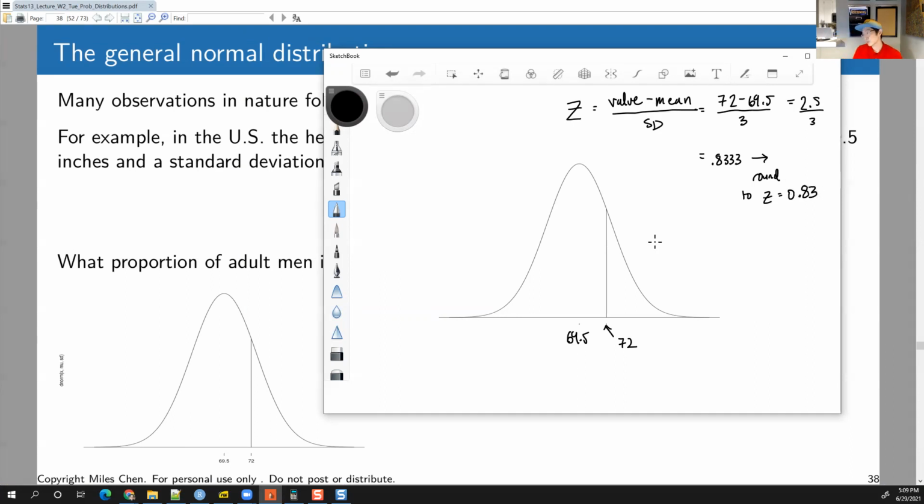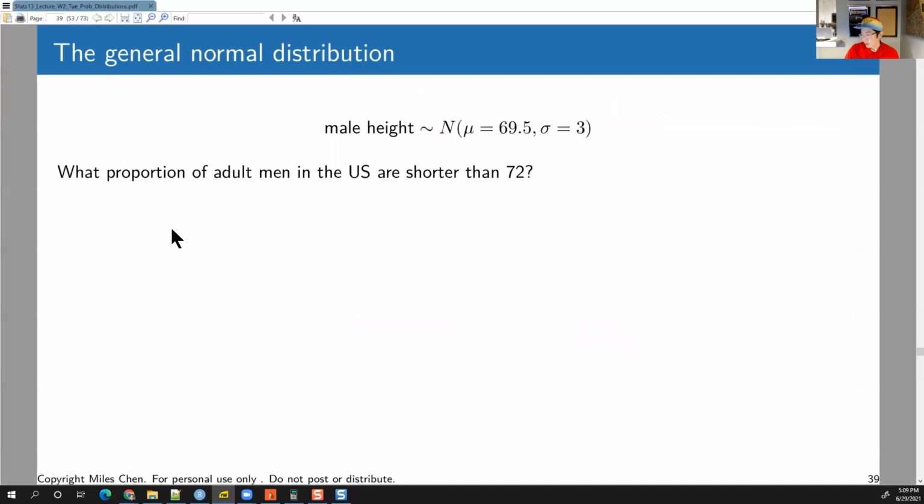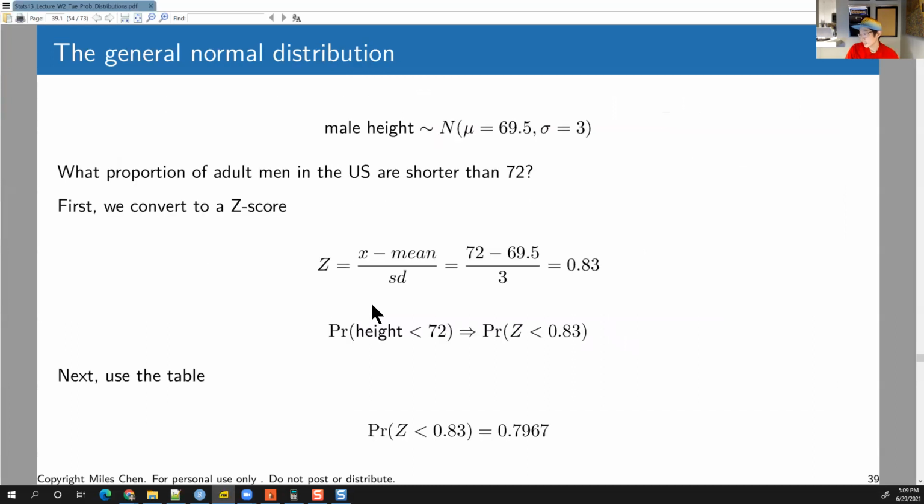So we're about 5/6 of a standard deviation above the mean, a little bit less than 1 full standard deviation above the mean. 1 full standard deviation above the mean would be 72.5 inches, but we're at 72, so we are a little bit less than that. Okay, so here we're going to go.